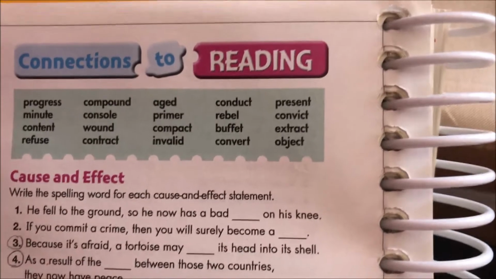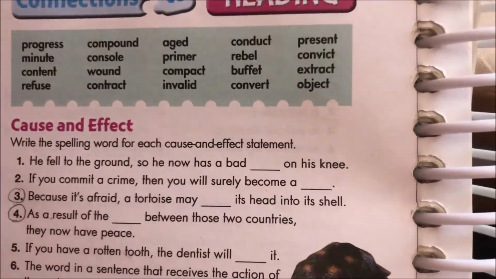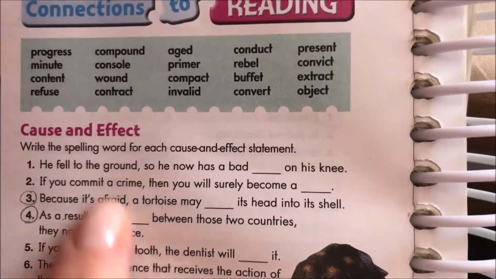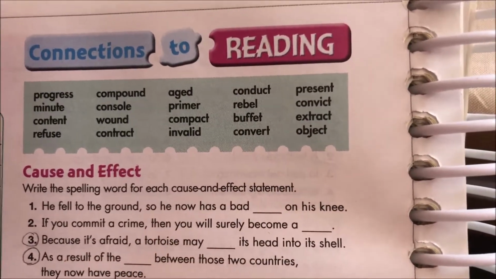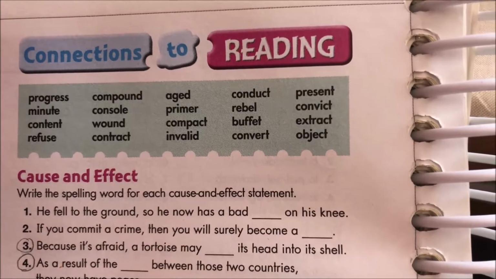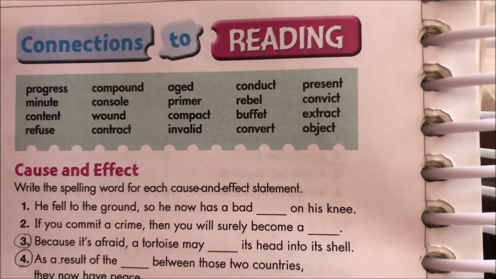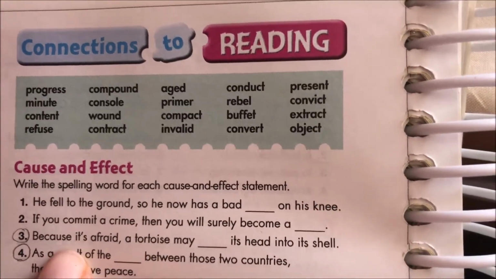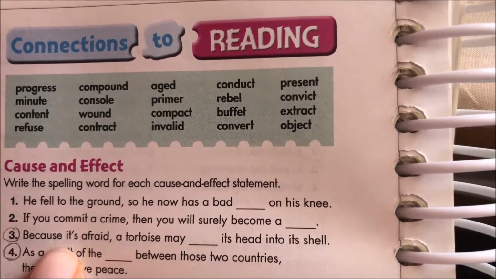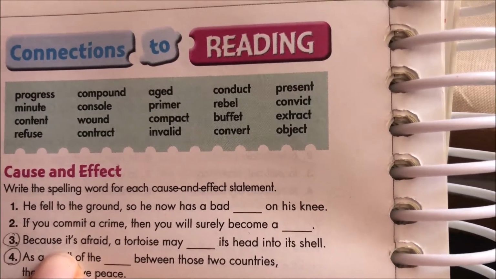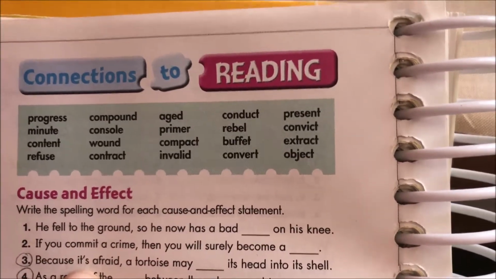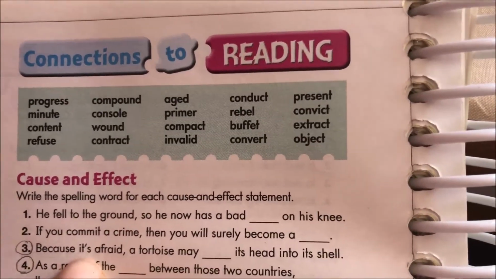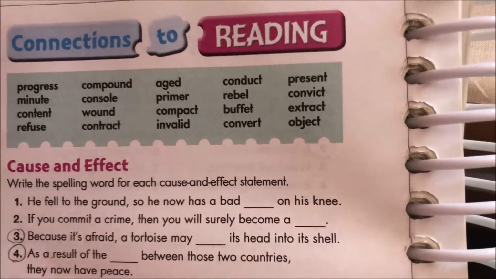Let's look at page 218. Remember that each one of the words on the pages are only used once, so you have a nice place here to check off the words. The first section, cause and effect. Write the spelling word for each cause and effect statement. We're going to do 2 of these together. Number 3, because it's afraid, a tortoise may blank its head into its shell. It may contract. That would be the answer for that one. Pull its head into its shell.